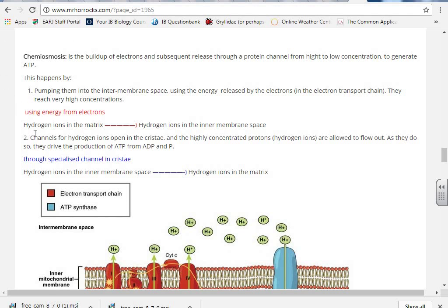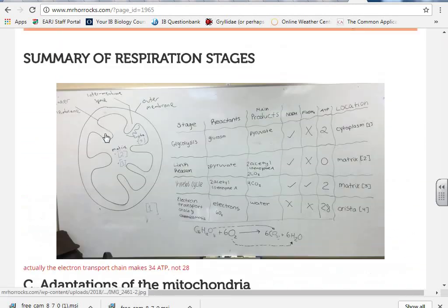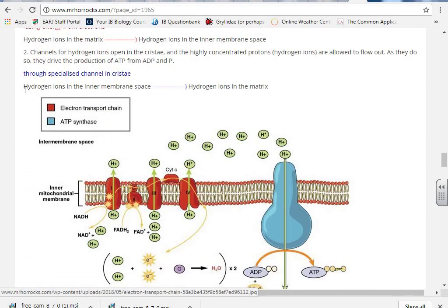So, using energy from electrons, hydrogen ions in the matrix go to hydrogen ions in the intermembrane space. I'd like to show you this. So the hydrogen ions are here, and they're being pumped up into this intermembrane space using the energy in the electron transport chain. The electron transport chain is lined up along here. The electron carriers which pass the electrons, the hot potato analogy, it's happening on this membrane.